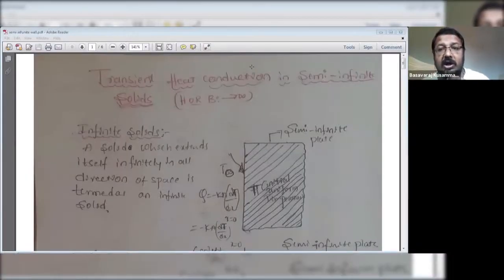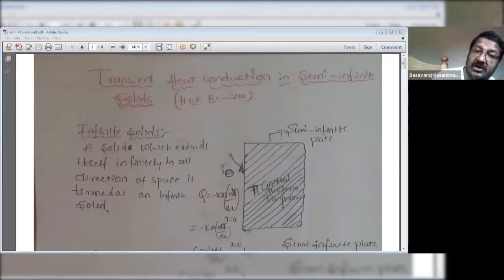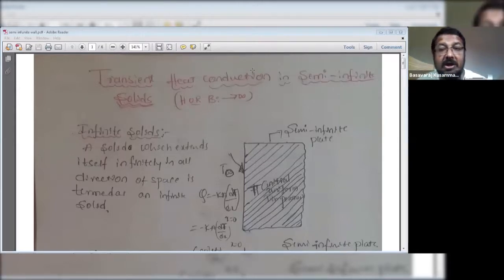We discussed the significance of the Heisler chart and why it is used. We also discussed what a thermocouple is: it is used to measure temperature, and we covered the response and sensitivity of thermocouples, and why a smaller diameter of wire material is used in a thermocouple.